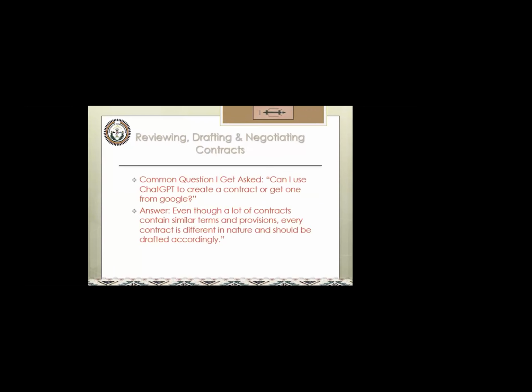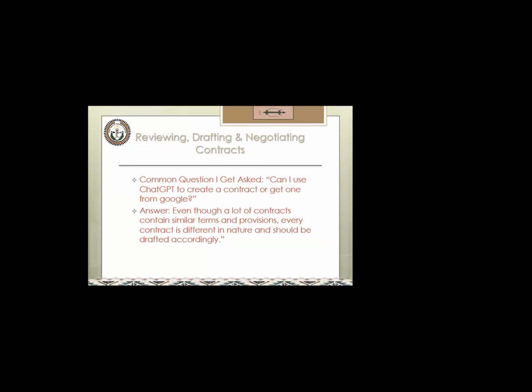So the common question I always get asked, and we're going to get back to our provisions here in a bit, but people always call me up or they visit me after a workshop and say, can I use ChatGPT or some kind of AI to create a contract? Or what about a contract from Google? Can I just Google sales agreement and then pull up the agreement and use that for my business? My answer is that, as you can see in this workshop, a lot of contracts have the same terms and provisions: indemnification, severability, choice of form, choice of law, all that kind of stuff. But every contract is different in nature and it should be drafted accordingly.